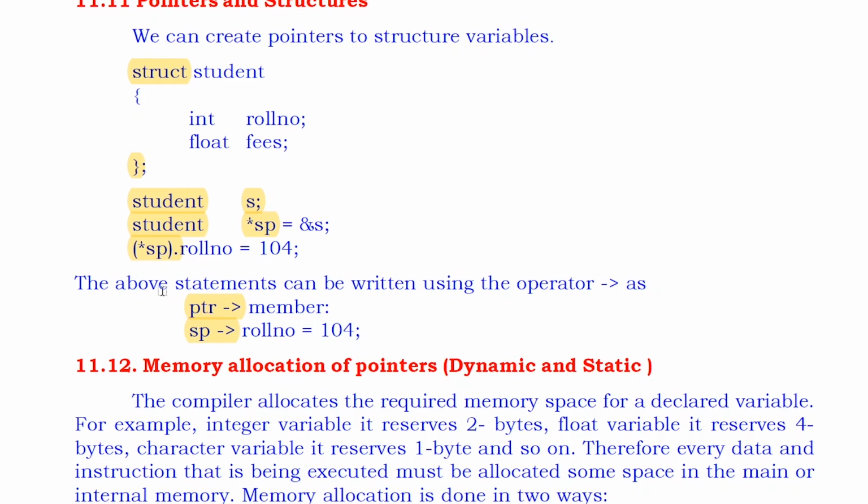Indirectly, star sp dot roll number is the same as sp arrow roll number. So we are accessing the values. Remember, it's not the address, it's the value. This symbol always refers to the value. So that is something about structures and pointers. Next we have memory allocation: dynamic memory allocation and static memory allocation. That will continue in the next class.